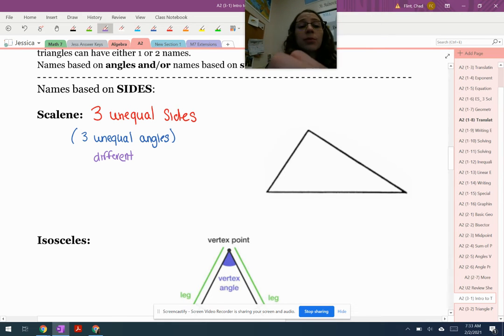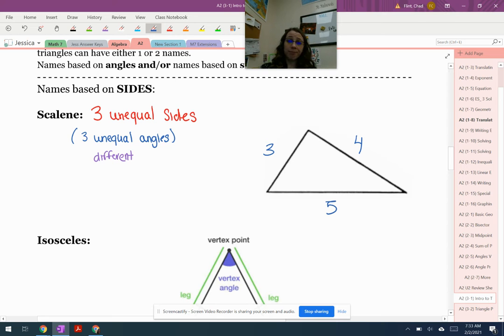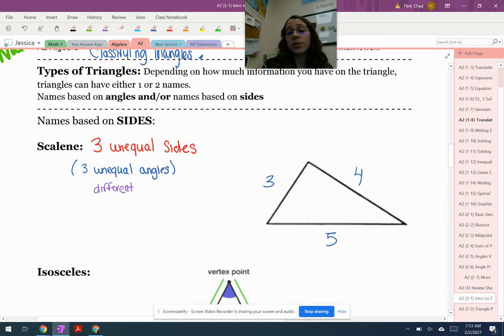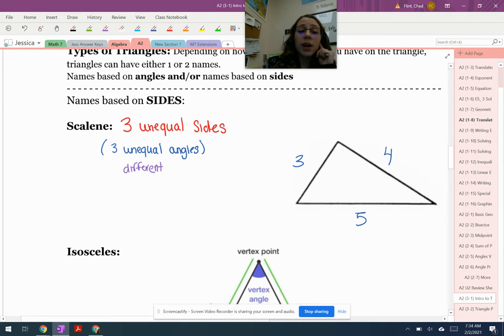So, for example, we could have this triangle be 3, 4, 5. Right? And that works because we can check by adding the two smaller sides, so 3 plus 4 is 7, which needs to be bigger than the third side, which is true. So scalene triangles have three unequal sides, three unequal angles, which again just means different.